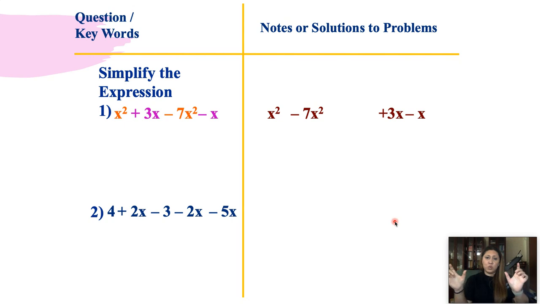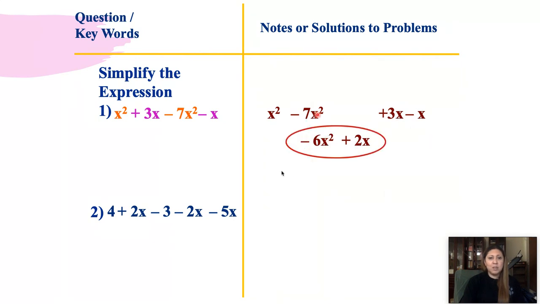So all I'm doing is just grouping them apart so that I make sure that I don't forget one of them by accident. So then I just add or subtract like normal. 1 minus 7 gives me a negative 6. I'm already doing it in my head. And then 3 minus 1 is a positive 2. Since this has two x's and this only has one, then my answer is that.